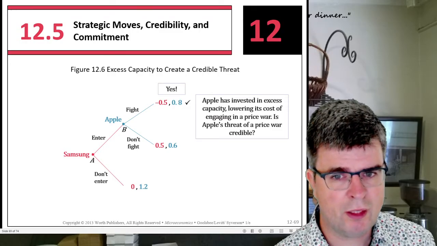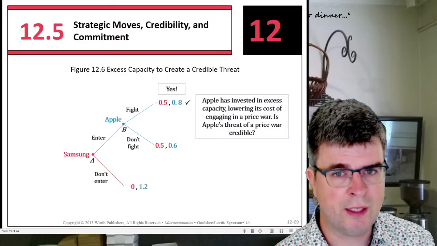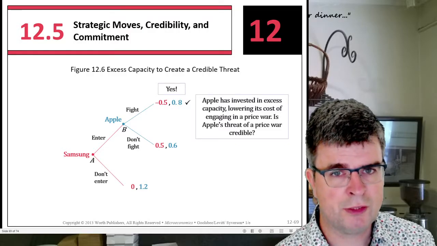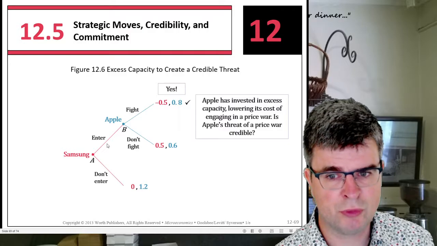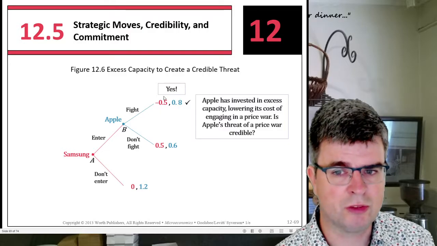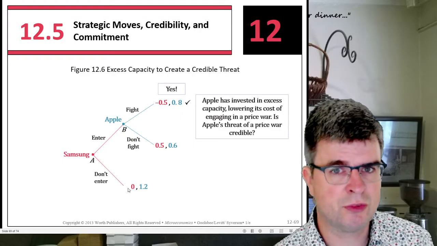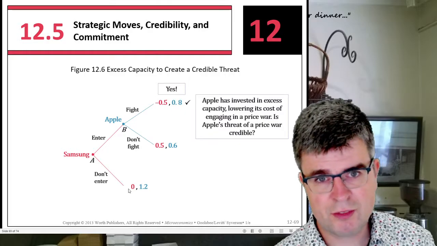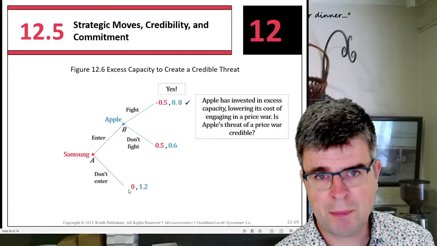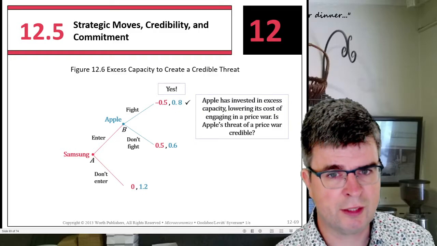So investing in excess capacity has the consequence that the threat of a price war becomes a credible threat. And Samsung knows it, and this will prevent Samsung from entering the industry, because minus 0.5 is less than zero profits that it has from not entering the industry. So as an incumbent firm, like Apple is in this situation, it's worthwhile to invest in excess capacity.